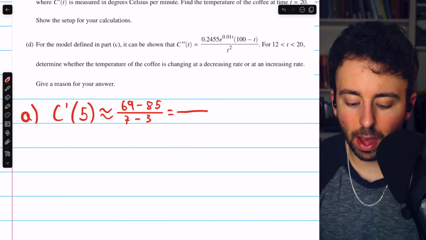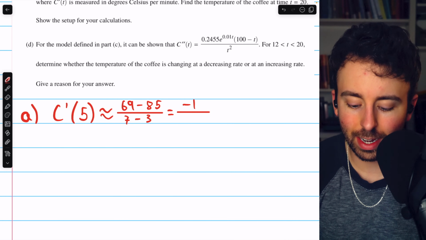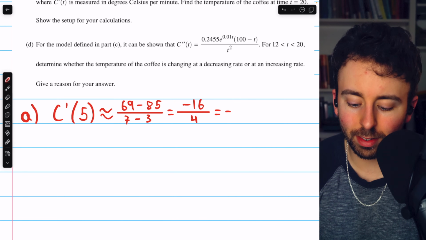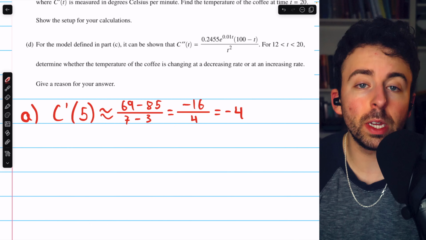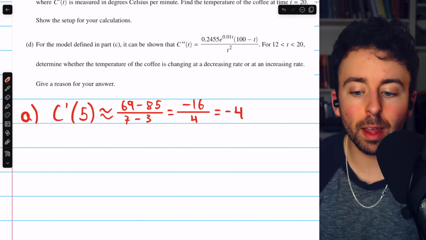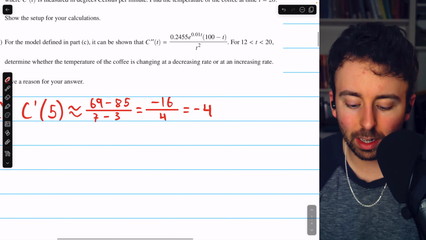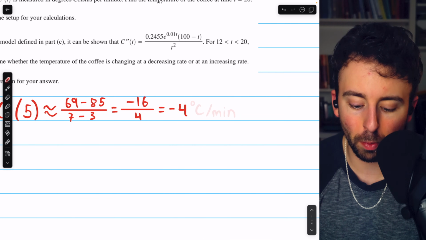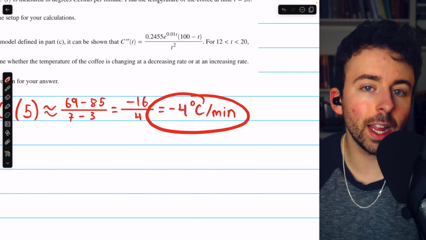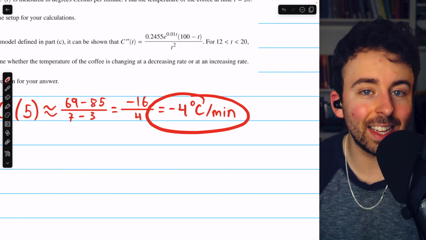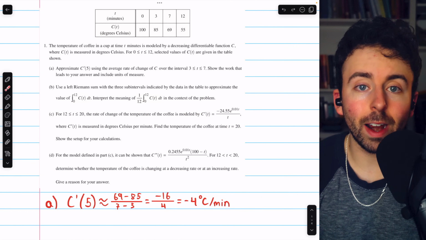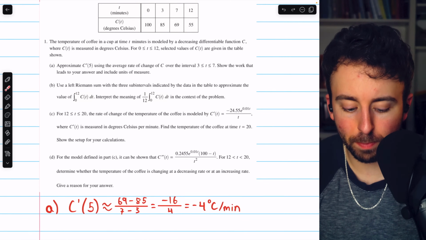69 minus 85 is negative 16, and 7 minus 3 is 4. So this is negative 4. The temperature is being measured in Celsius, and the time is in minutes. So this is negative 4 degrees Celsius per minute. That's approximately the rate at which the temperature of the coffee is changing at t equals 5. So that's part A. Let's move on to part B.